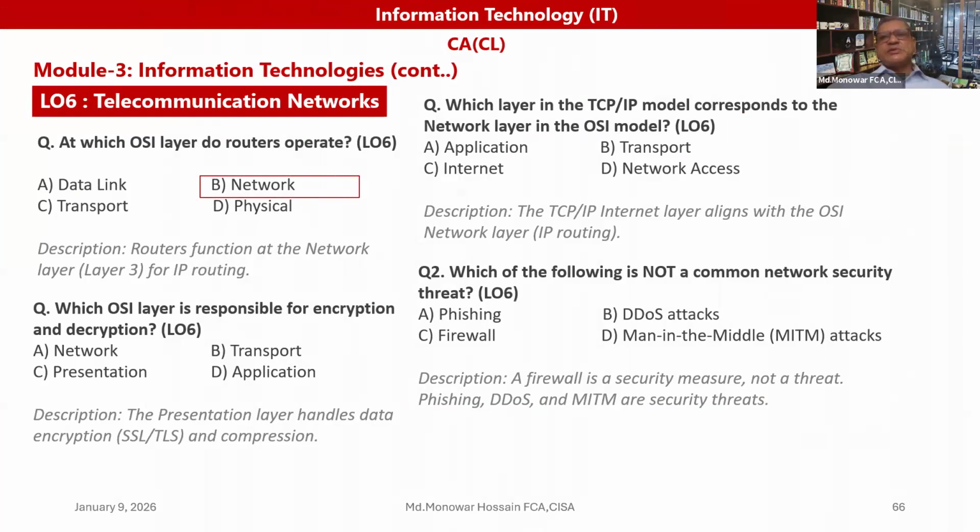Which layer in the TCP/IP model corresponds to the network layer in the OSI model? So here the corresponding layer is internet, because the TCP/IP internet layer aligns with the OSI network layer. We have seen. Answer C.